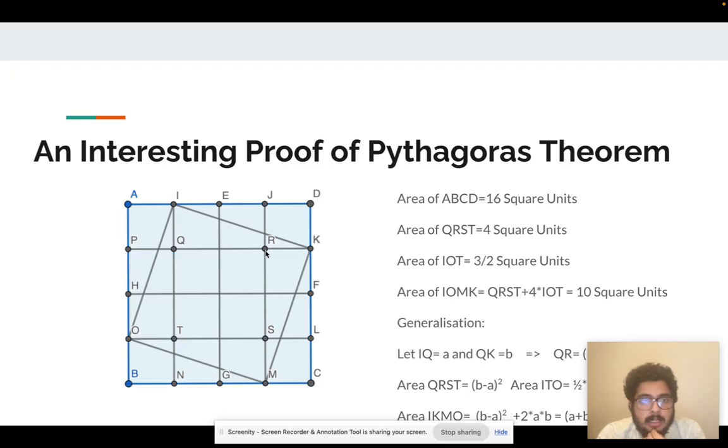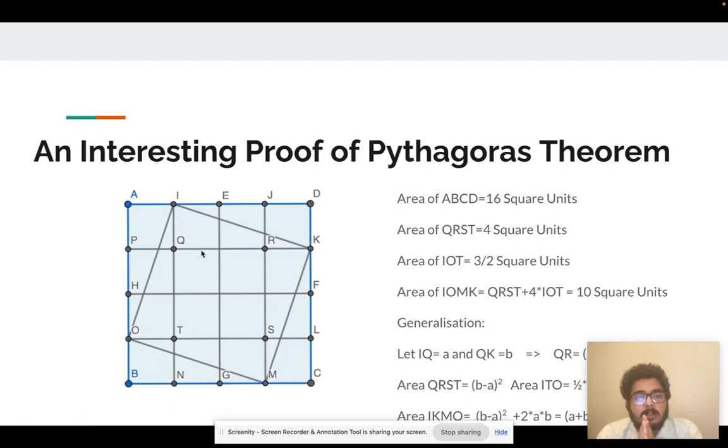Now if you take this triangle IQK, this triangle IOT, this triangle OMS, and this triangle, that is MRK. So the area of this square plus this triangle plus this triangle plus this triangle plus this triangle is equal to the area of this whole square. Let us see it once again. The area of this square plus this triangle plus this triangle plus this triangle and plus this triangle.